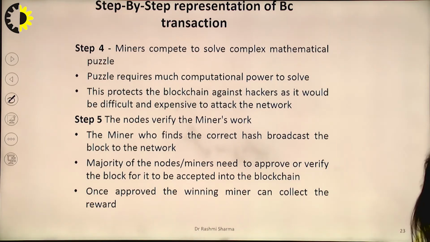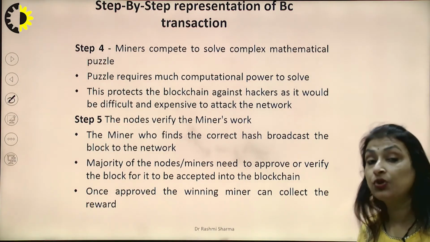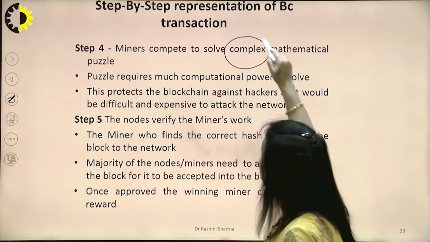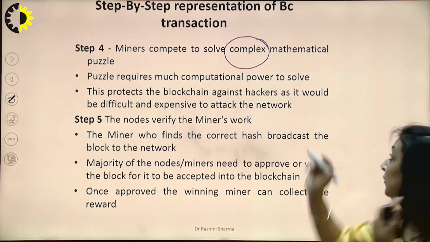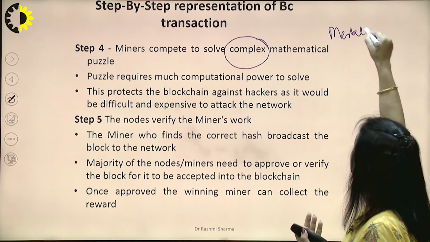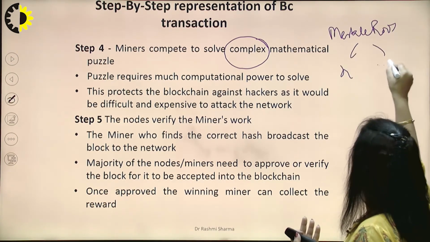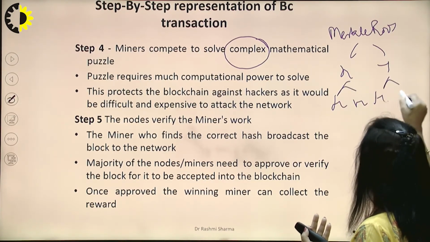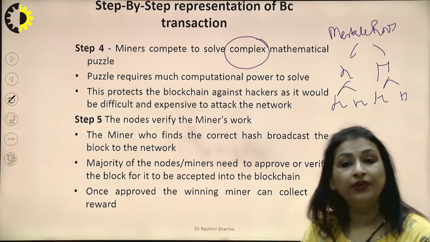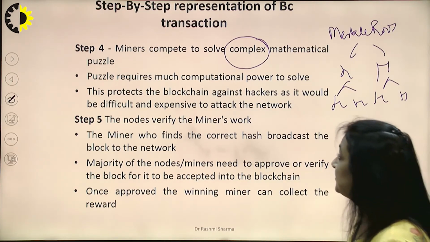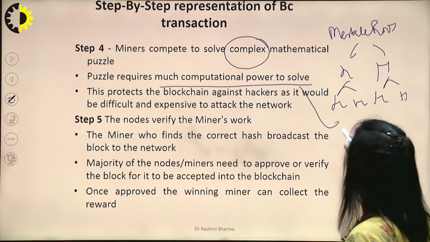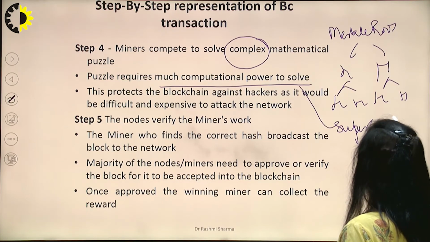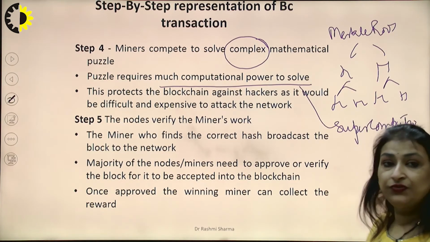Miners usually compete to solve the complex mathematical puzzle, and this is very important, that it is complex. It is very complex because remember that the Merkle root was having hashing and hashing. We are rehashing and generating, which is a very complex system. So these puzzles require very much computation power. In the last lectures I told you that we require supercomputers and high speed processors for doing this.